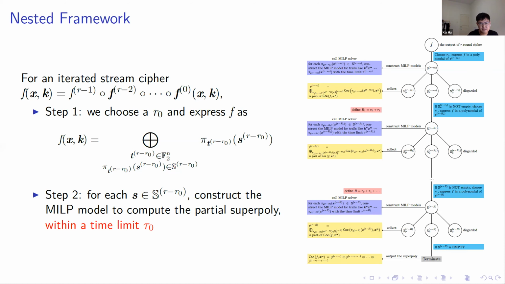But as the number of rounds gets smaller, we gradually enlarge the time limit, because as the rounds become smaller, the number of terms in the polynomials becomes larger and larger. So we want to solve as many terms as possible in each step, and we will choose a bigger time limit. Yeah, this is the strategy.